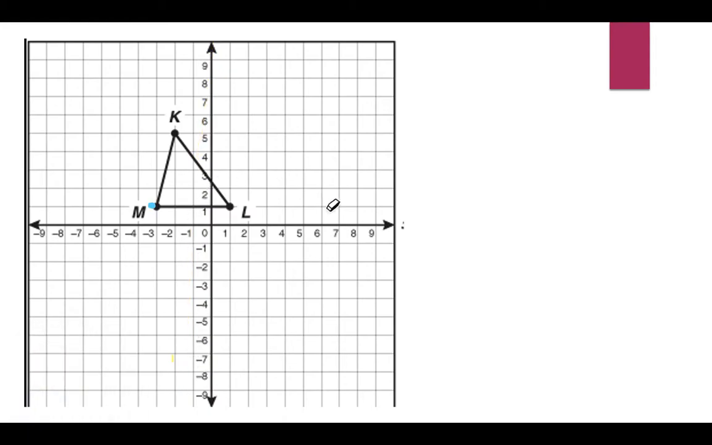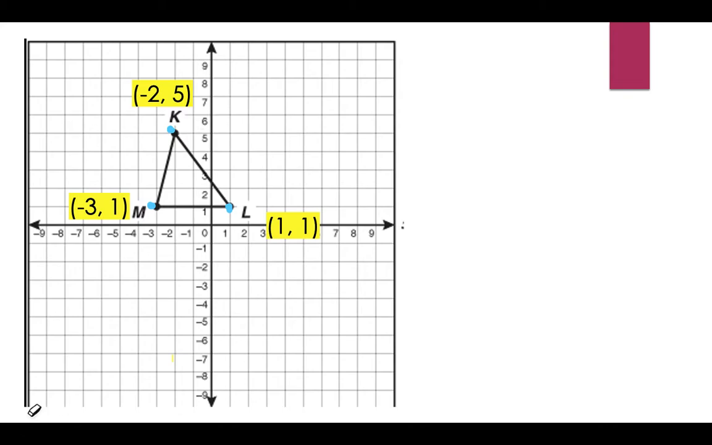So what we're gonna do first is I'm gonna go ahead and just label my ordered pairs. I think some of you guys were struggling with just labeling your ordered pairs. So if I look at point M, it is at -3, 1. And if I look at point L, that's at 1, 1. And at K, it's at -2, 5.